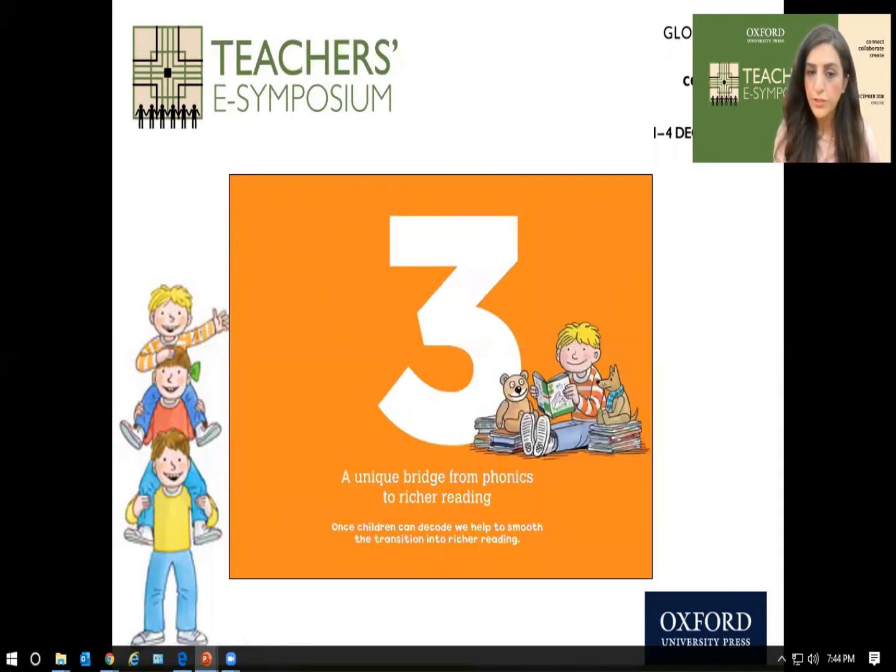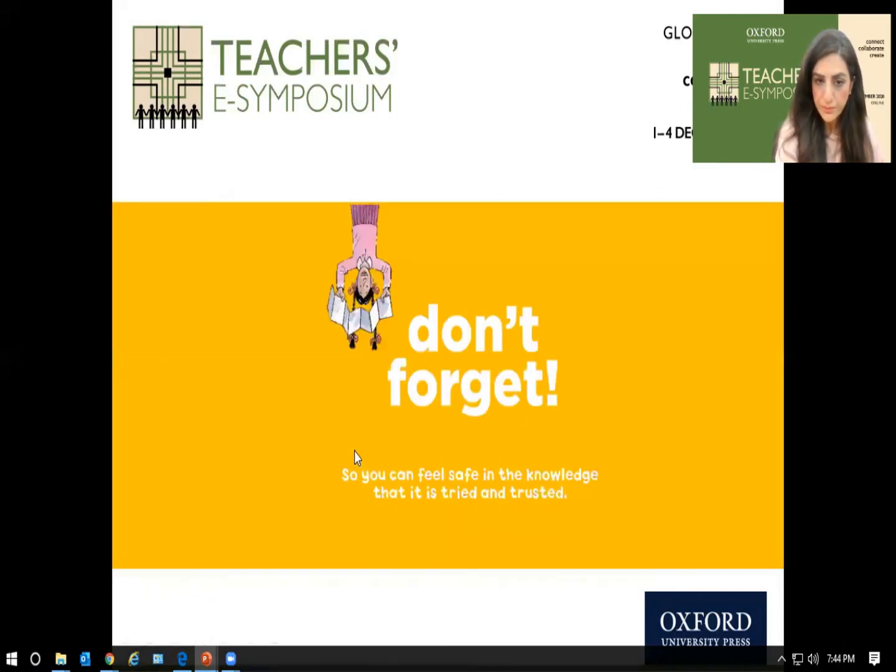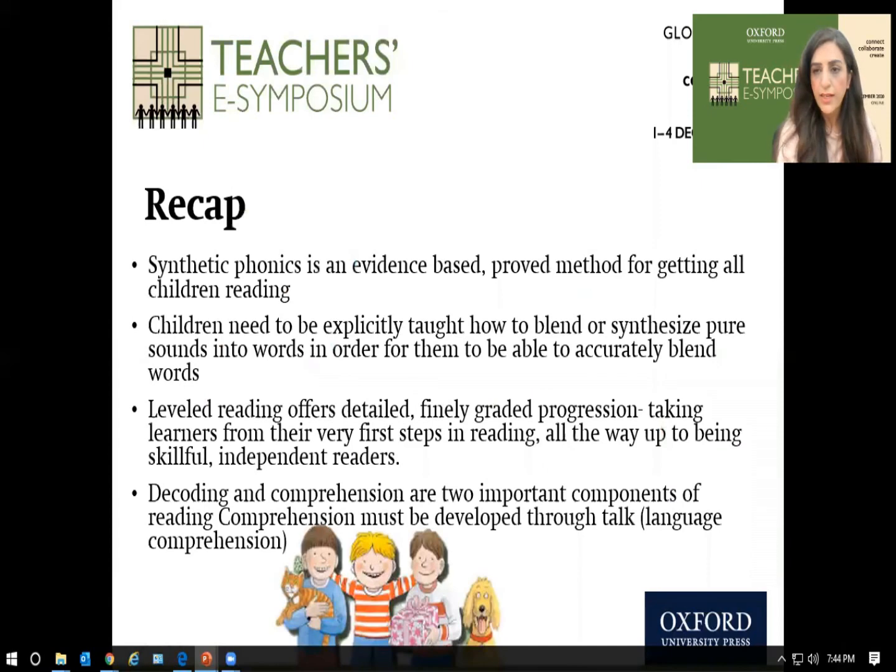So the Oxford Reading Tree also offers a very unique bridge from phonics to richer reading, as we just saw. And there are more than 220 stories to choose from. And you know, some of the best loved characters, Pip, Pippa, and Floppy, of course. So many children have learned how to read using ORT. So it's tried and tested. And look, the e-readers are free to use, so why not get started with them?